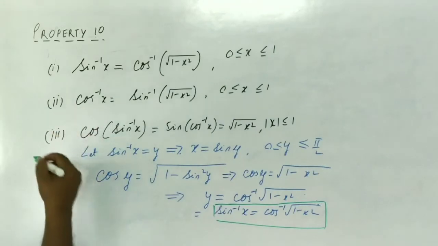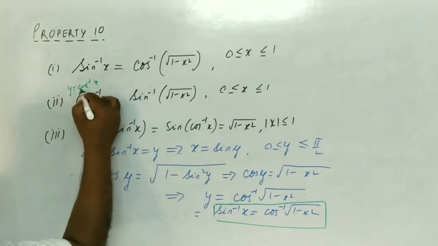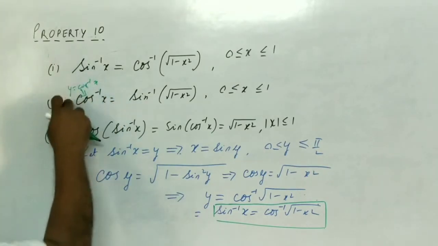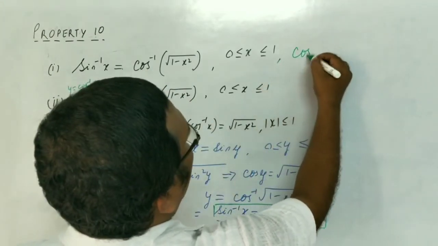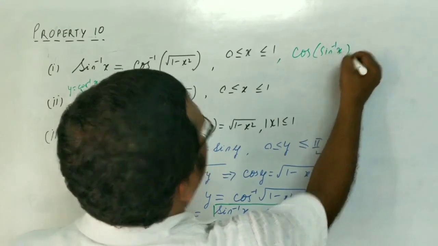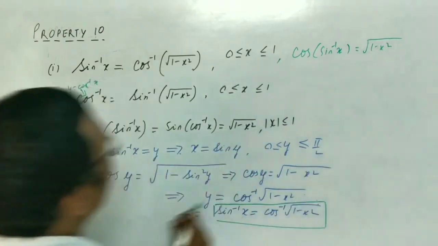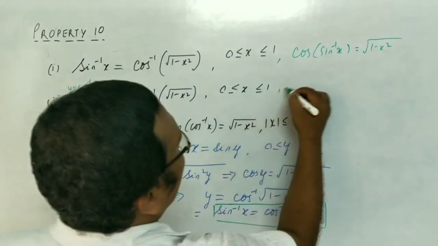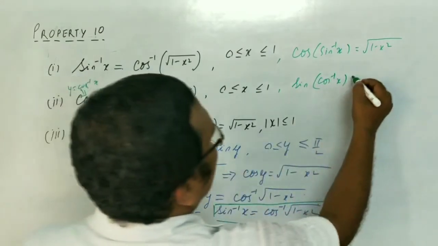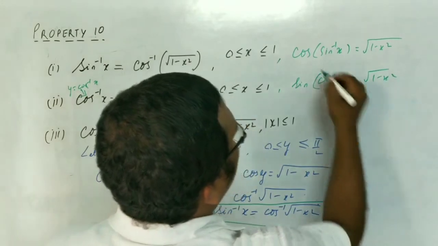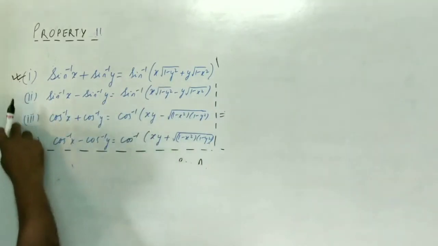Similarly, you can prove this. You take here, let y be cos inverse x. This one. And if you combine these two, you will get this. Because cos inverse here, I can write cos sin inverse x is equal to root of 1 minus x square. Here, sin, I will bring it here. It will be sin cos inverse x is equal to root of 1 minus x square. I combine this and I get the third. So I will prove the first one. Rest you are going to prove.